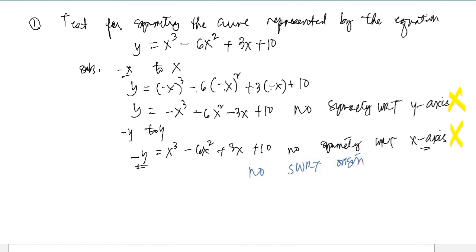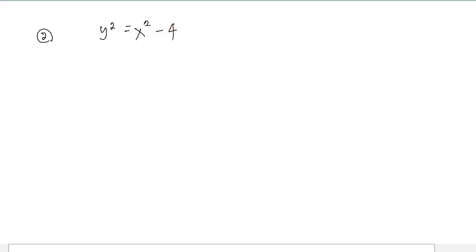Okay? So, try natin itong pangalawa. Ibigay ko na lang yung equation. So, test for symmetry for this equation, y squared is equal to x squared minus 4. So, let's try to substitute the y to the negative y. So, you have here negative y squared is equal to x squared minus 4. So, you have here y squared is equal to x squared minus 4.